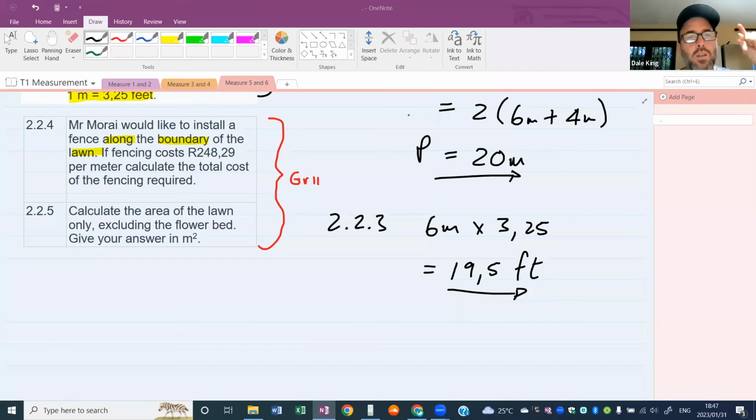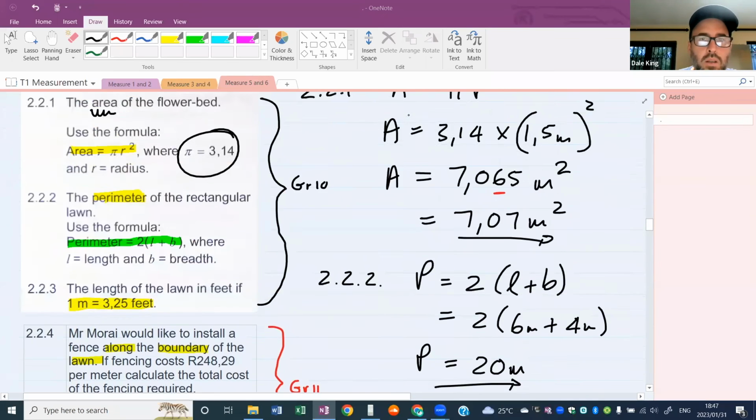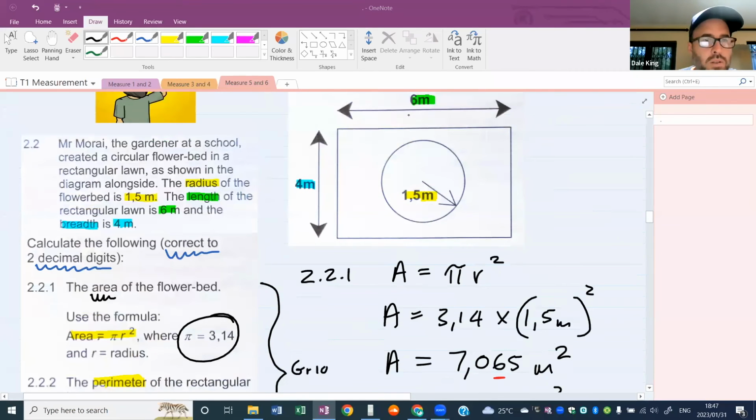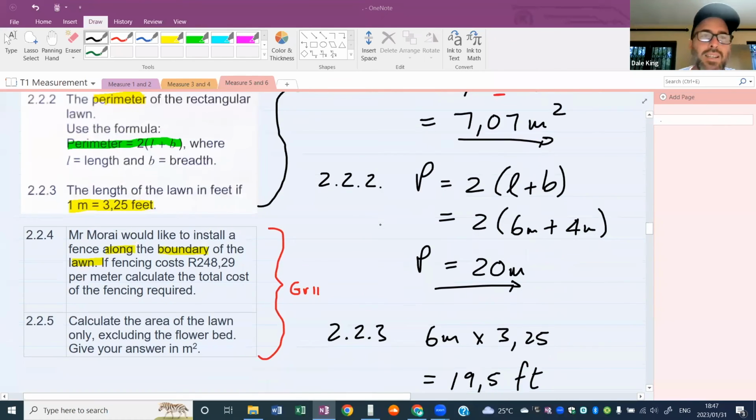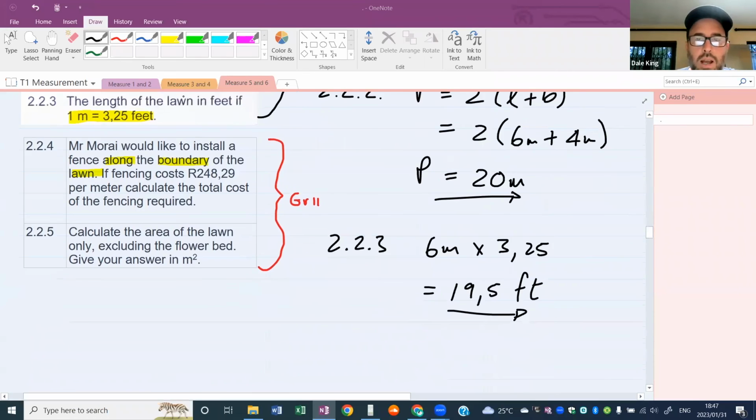They want to install a fence along the perimeter. And fencing costs 248 Rand 29 per meter. Calculate the total cost of fencing this boundary. Okay, it's perimeter. Now, if we worked out the perimeter of the lawn, the rectangle. Have we worked out the perimeter of the rectangle? Ah, we did, in question 2.2.2. It's 20 meters. We got that answer. We don't have to recalculate it. Now, every single meter costs 248,29.